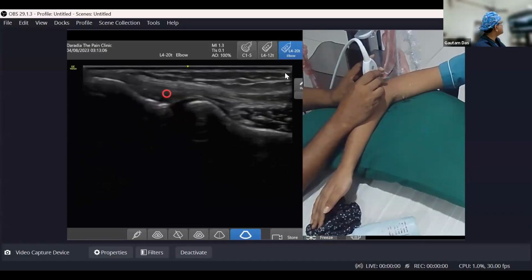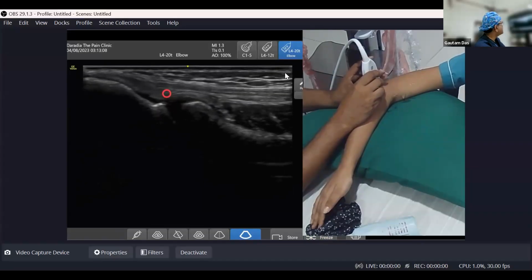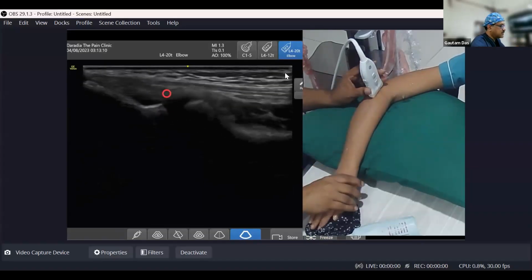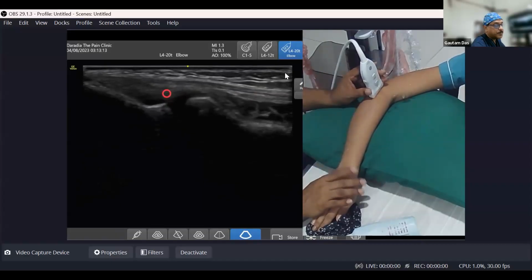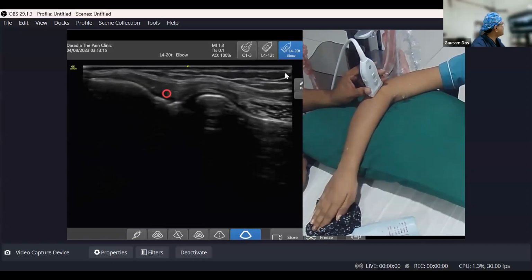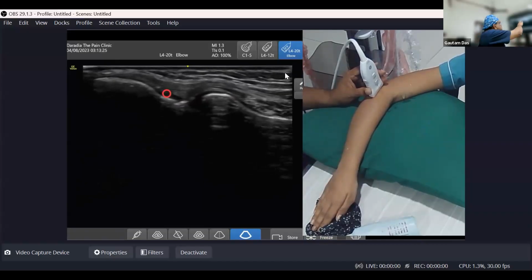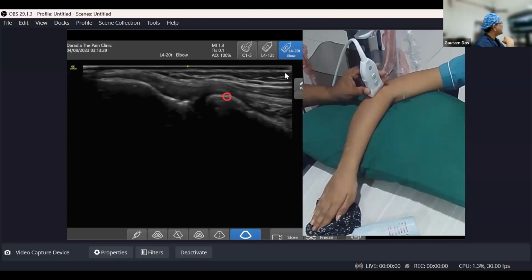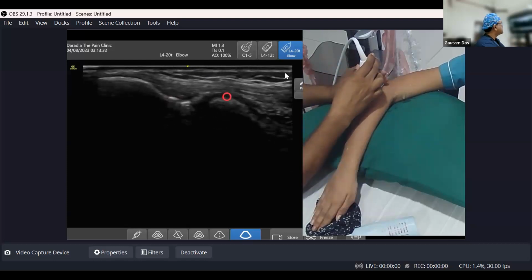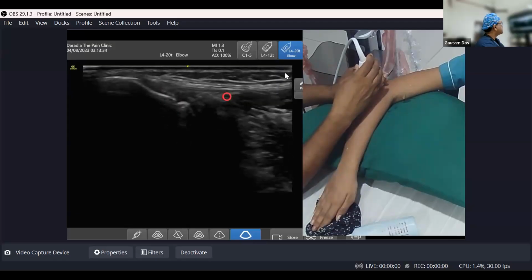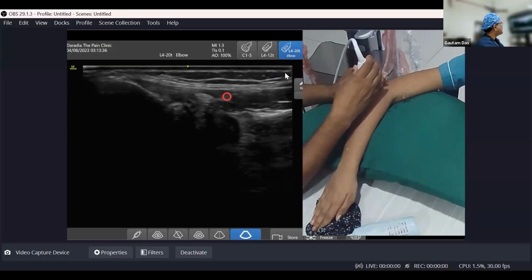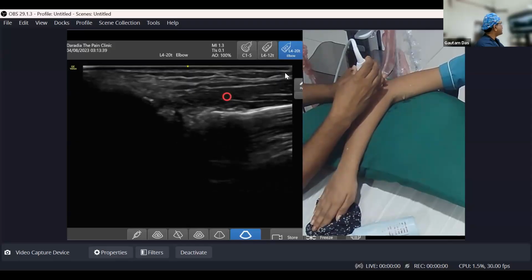Now, at this position, I'll be keeping the hand pronated, and the proximal part, the probe, I'm fixing. And what I'm doing, I'm rotating this, this was the radius. So now the distal part, I'm rotating towards the ulna. See, now the radius is vanishing. Radius is vanishing. So now another bone will come. That will be your ulna. So now the ulna has come.